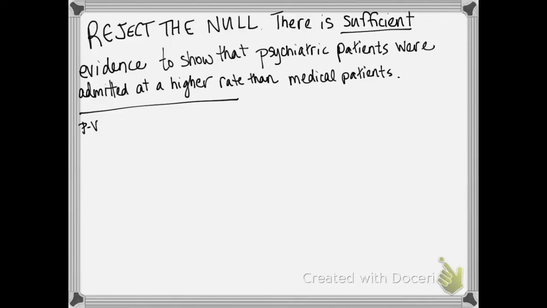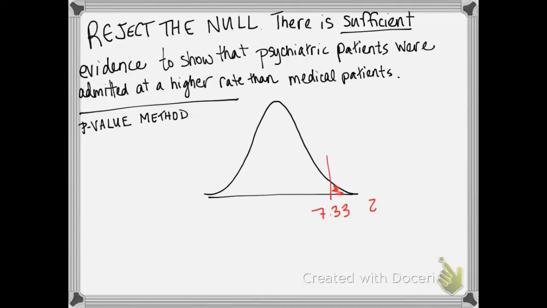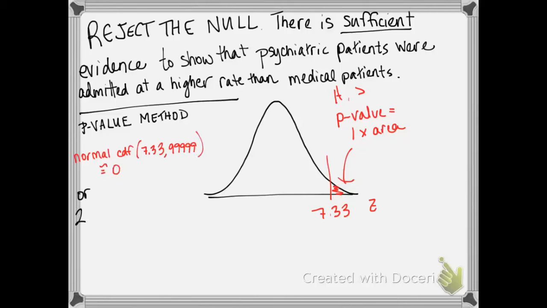So we're done with the test. We've already concluded that yes, psychiatric patients are admitted at a higher rate. The reasons for that we won't go into. This test just is concluding that they are admitted at a higher rate. But I want to show you the different method, called the p-value method. For the p-value method, I want to set up my normal curve again. I want to find the extreme area from my test statistic, which is 7.33. Because this is a right-tailed test, I'm just going to find the area to the right of this. I can do this using a normal curve calculator. Just find the area to the right of 7.33, and it shoots back that it's approximately 0.